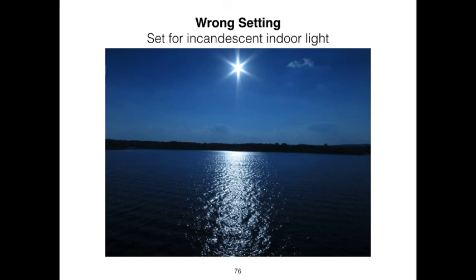Here is an example of an incorrect white balance. It was set for indoor incandescent light, but the photographer forgot to change the setting when he went outdoors. It appears to be a bluish moonlight, but is actually a bright sunny day.